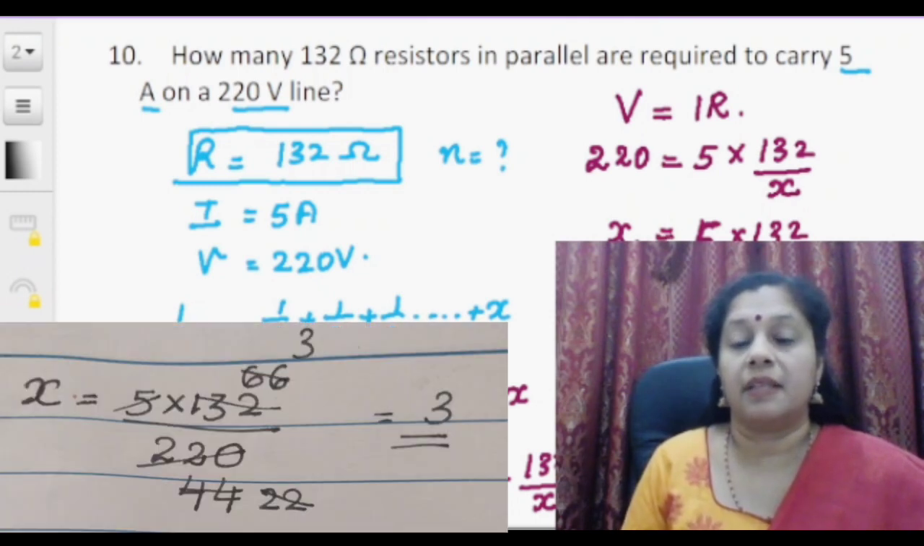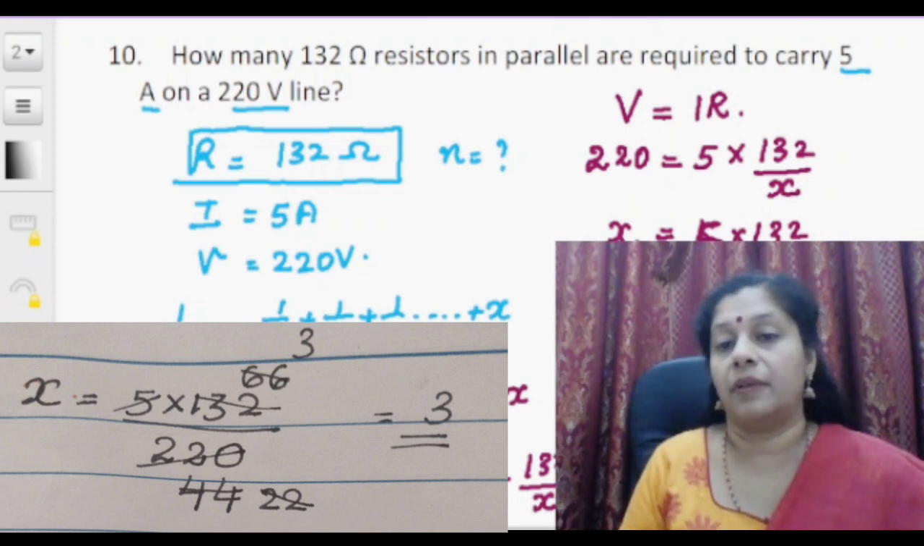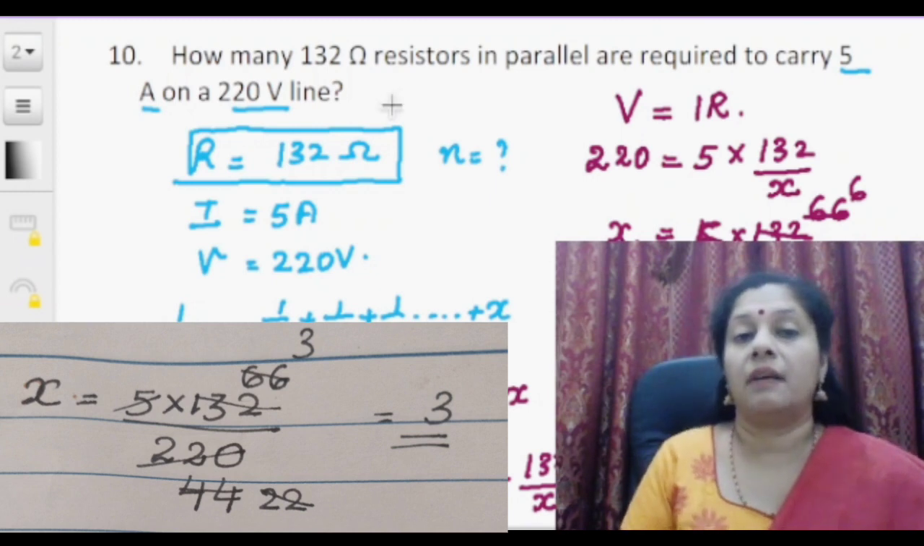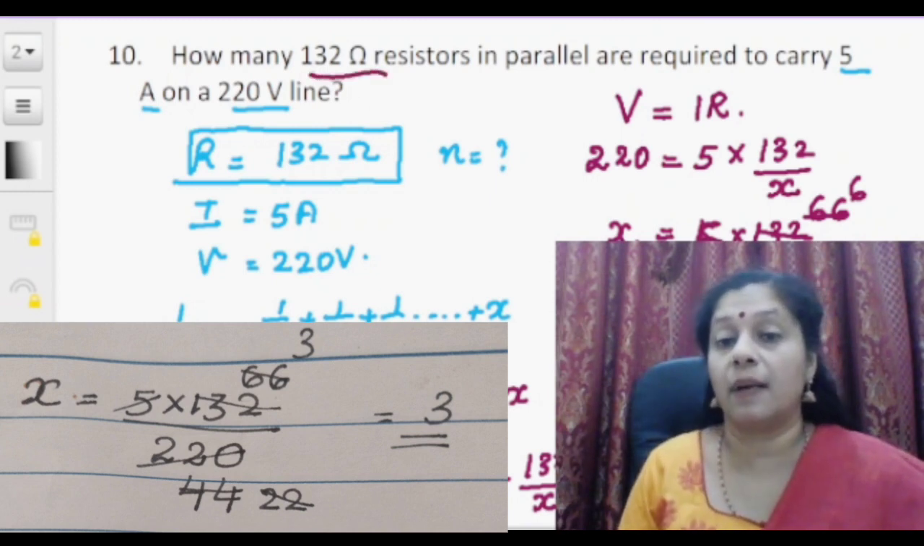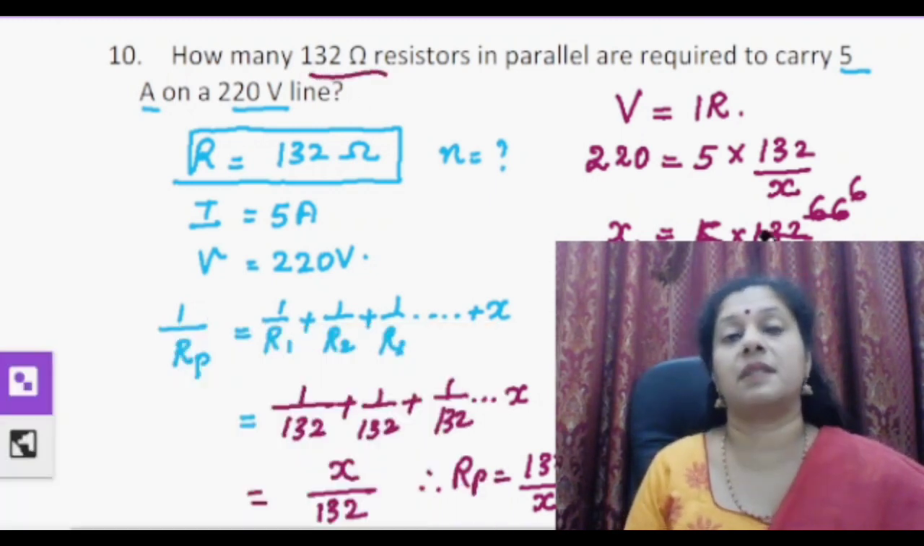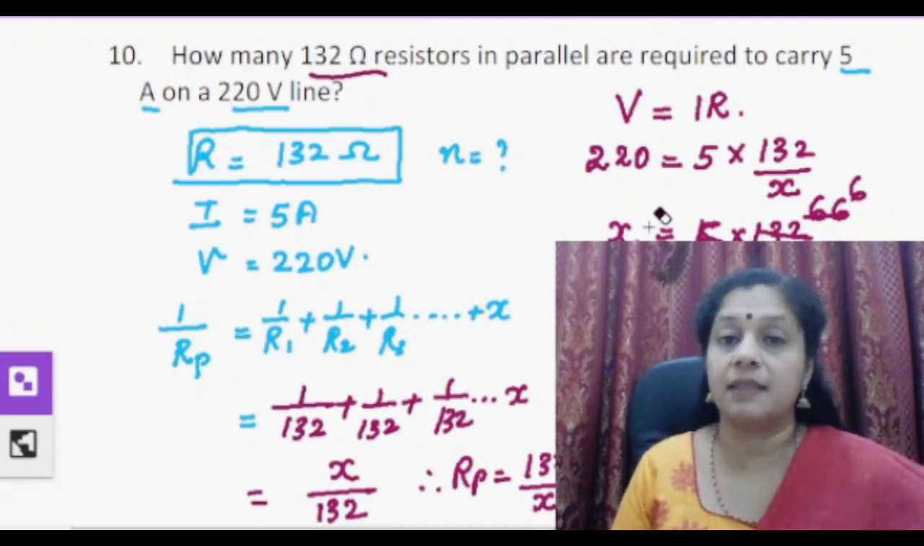So we can write here, the 5, if I cancel here, you will get 44. Then by 2 it will be 22, and 66. So this will be 2, this will be 6. 6 by 2, what is the answer? 3 ohm. How many 132 ohm resistors do we require? 3 resistors of 132 ohm we require for connecting in parallel.